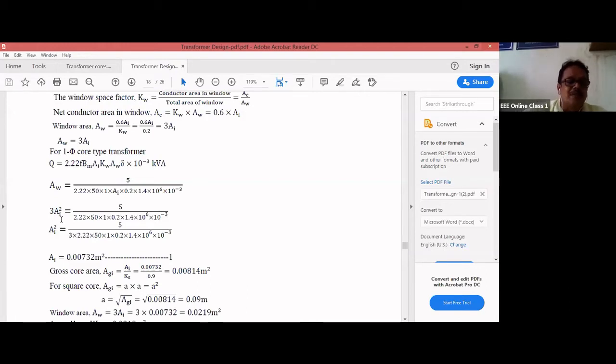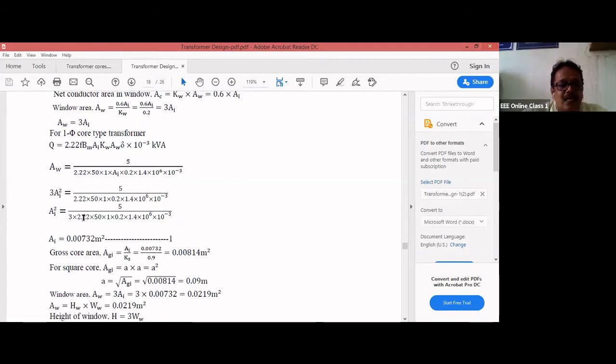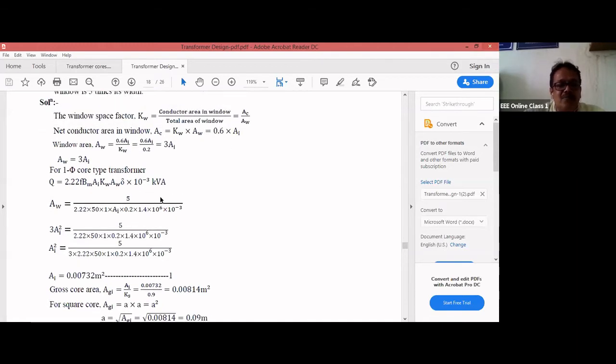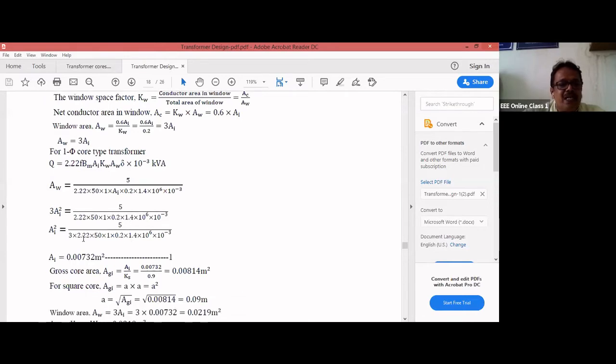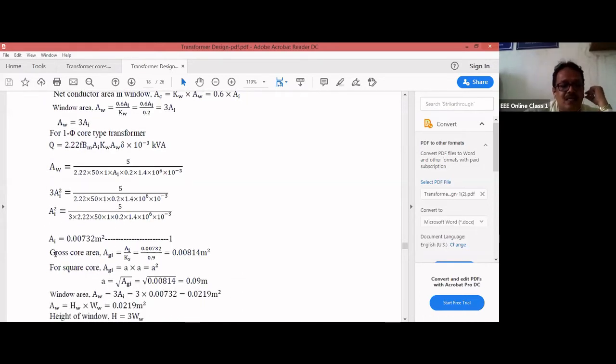I'll tell you in the next problem. So 3 AI square is equal to the entire term, and AI square is equal to the entire term. Substitute everything that is given in the problem for AW, Kw, everything, and calculate AI square, and then calculate AI. AI is equal to 0.00732 meter square. That is your equation 1.